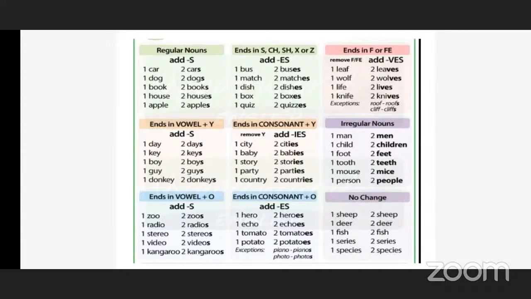So the answer is kangaroos. Don't say gangaroo, that is a Tamil pronunciation. In English, we say kangaroos. Kangaroo, kangaroos. Okay, good. Next.